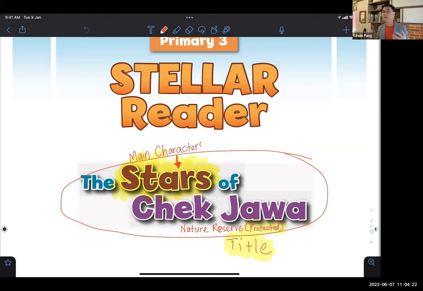We are looking at, in this case, a story or a written piece about Chek Jawa. Okay, and this author is telling us about Chek Jawa and the things that live there, in specific the echinoderms. Can you all remember? We were talking about them, right? Very quickly now, Caitlin, can you tell me if you can remember what is an echinoderm? Can you give me another name for an echinoderm? Caitlin, if you can unmute yourself and tell me if you can remember. If you can't, it's okay.